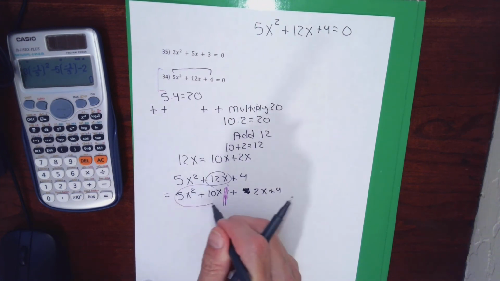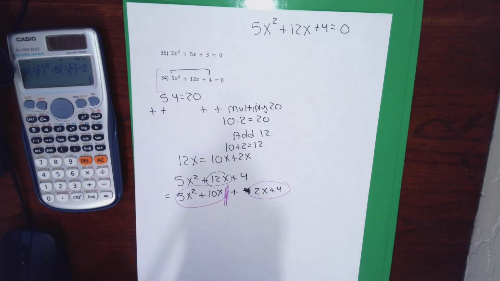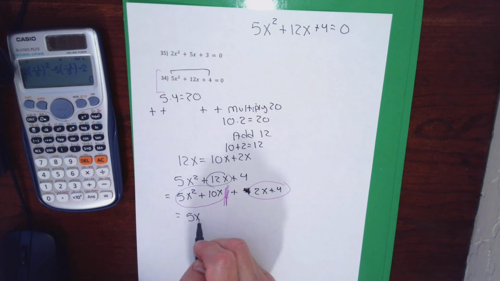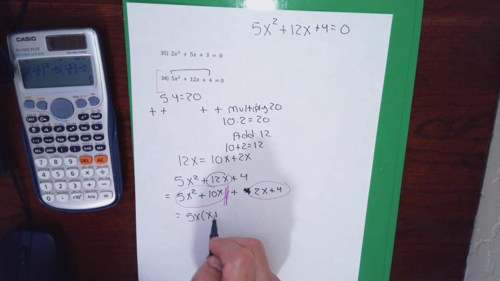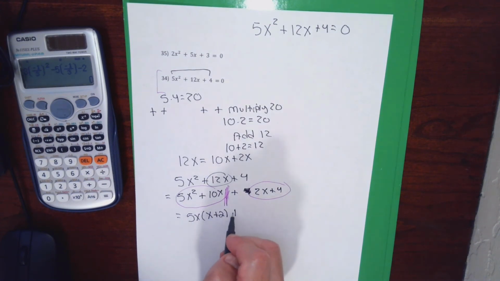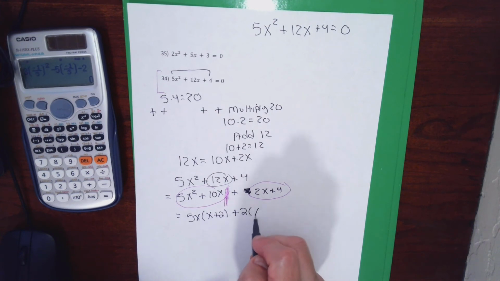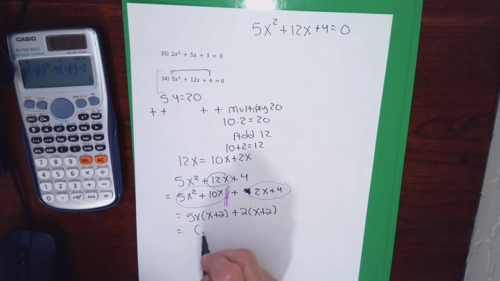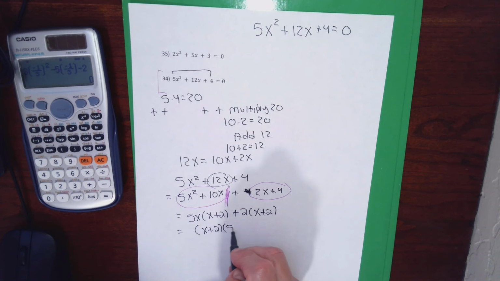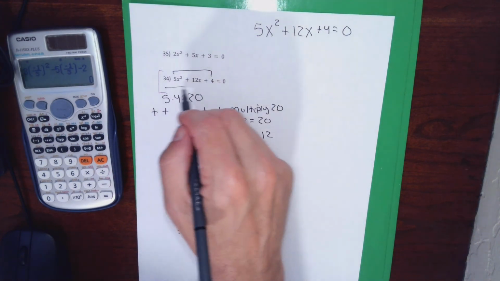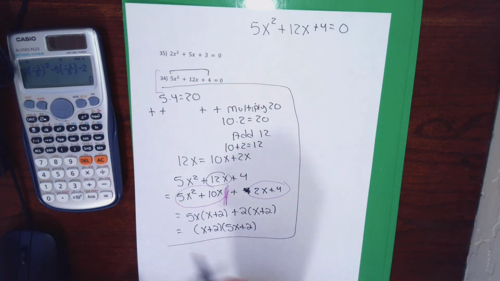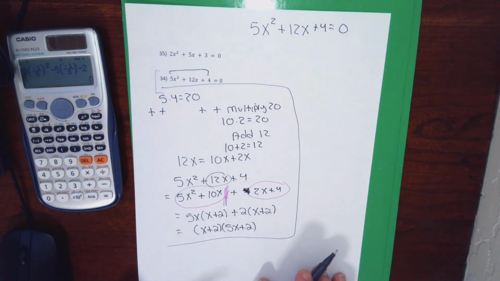Put my vertical line in, factor each half. On the left half, I'm going to factor out a 5x and be left with an x plus 2. After the plus sign, I'm going to factor out a 2 and be left with an x plus 2. And that's going to give me x plus 2 times 5x plus 2. All this side work is just to keep my main work clean.